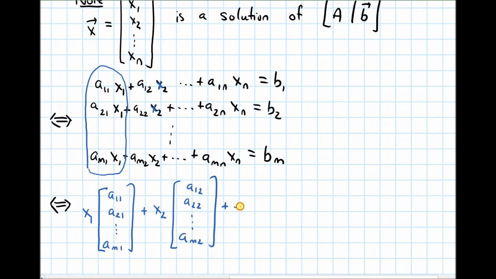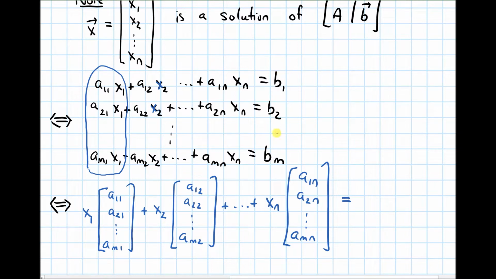Continuing, so like this, I get plus dot dot dot plus, and now for all the xn terms, I can form the vector with xn in front times the column vector a1n, a2n, dot dot dot, up until amn. So all I've done is rewrite the left-hand side of this system of equations as these column vectors with these scalars in front of them, these x1, x2, all the way up until xn. And you might be noticing that, wait, this looks like a linear combination. And you're exactly right, it is a linear combination. We'll get to that realization in just a sec.